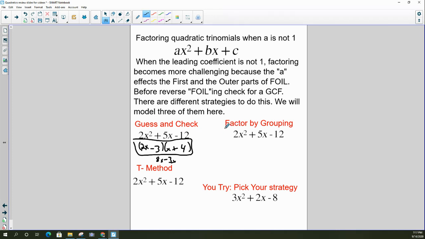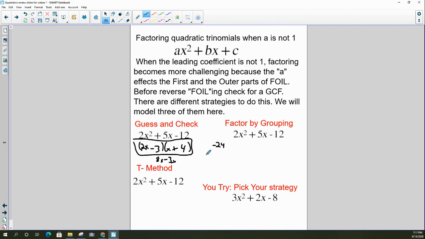Factor by grouping is a step-by-step process, but it does require some figuring out, kind of like the P's and Q's in the last one. For factor by grouping, we take the first term and multiply it by the last term. So 2 times negative 12 is negative 24. Now I take this negative 24 and ask myself, what 2 numbers multiply up to negative 24 and add up to 5? So it's very similar to the last one.